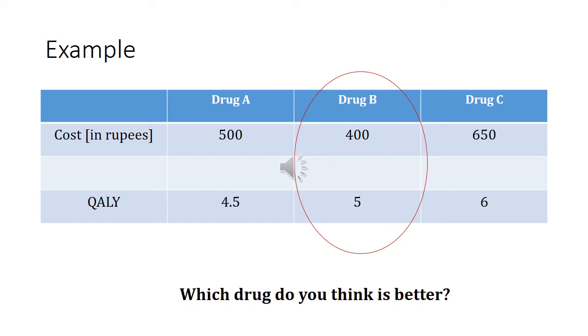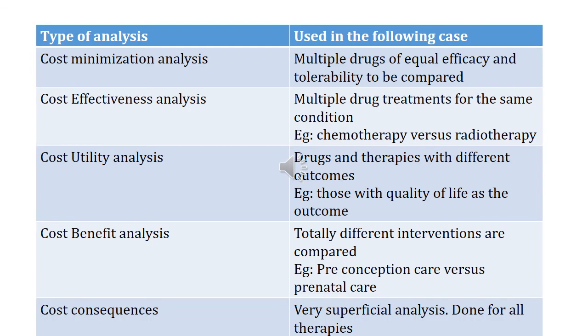So if you compare between all the three, what you will find is that drug B is much more reasonable. It's much more reasonable to go for drug B because you have an enhancement in the quality adjusted life year as compared to drug A. And at the same time, the cost is relatively less. So this is how the evaluation is done. It is a subjective evaluation which is done.